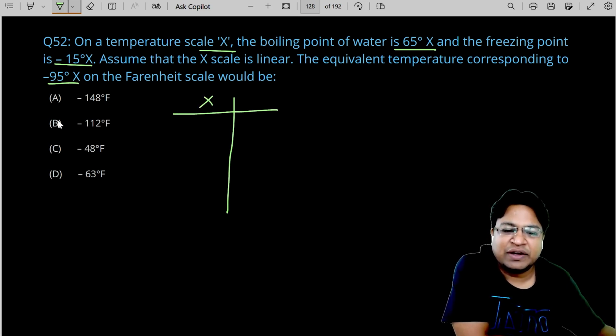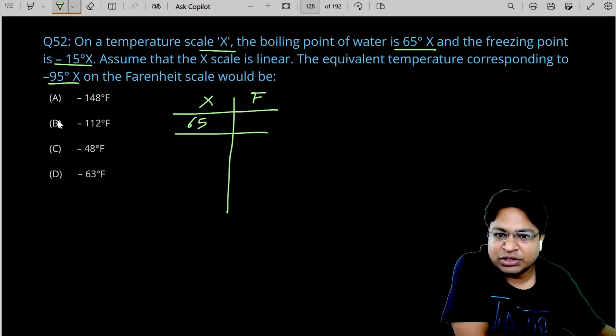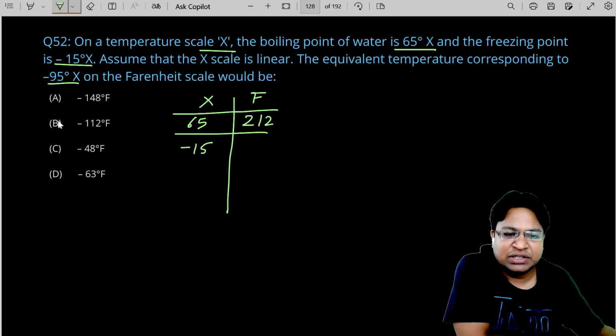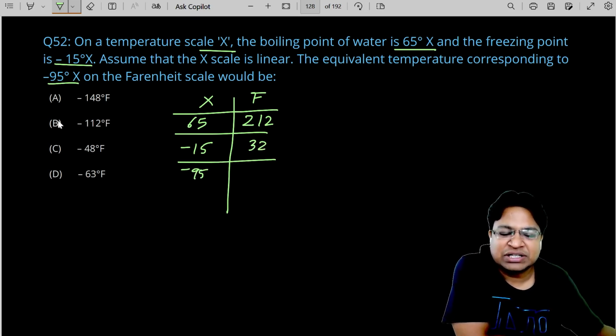On one side, you list the values in the temperature scale X. On the other side, you list the values in the temperature scale of Fahrenheit. So boiling point of water is 65 here, and boiling point of water in Fahrenheit is 212. Similarly, the freezing point of water here is minus 15, and the freezing point of water in Fahrenheit is 32. Now the temperature here that we want to find out, minus 95, and the corresponding temperature in Fahrenheit, let's call it F.